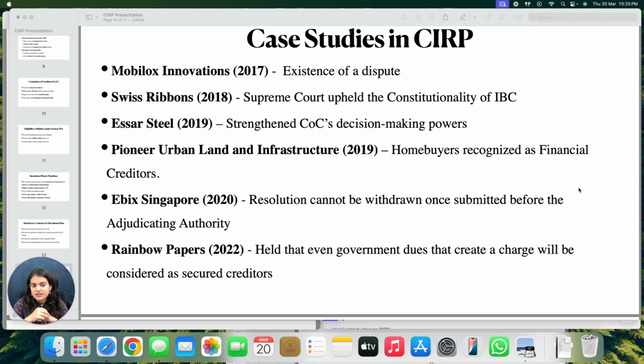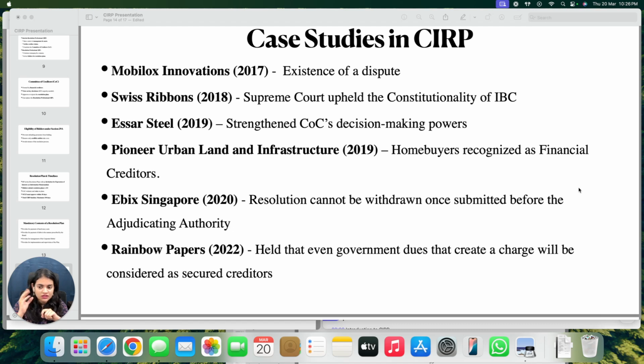IBBI versus Singapore. A resolution plan cannot be withdrawn once submitted before the adjudicating authority. A resolution plan is absolute and unconditional, so it cannot be withdrawn. In this instance, because of COVID, the circumstances had changed and the resolution applicant wished to withdraw the plan. But withdrawing at that instance or changing the amounts involved will cause grave damage to the corporate debtor and all of the stakeholders involved.